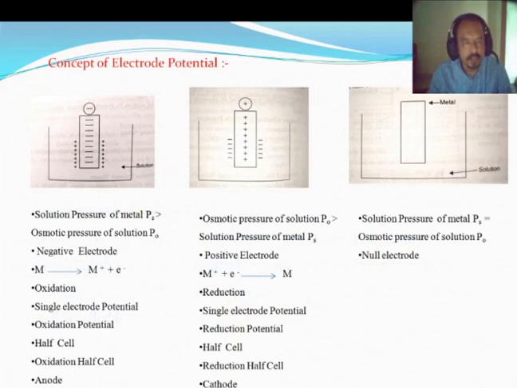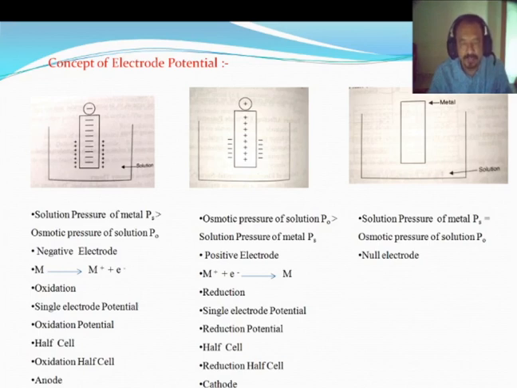Now the next point is the concept of electrode potential. According to Nernst, it is found that metals as well as hydrogen have a tendency, when placed in a solution of its ion, that the atoms on the surface of the electrode or the metal pass into the solution, leaving behind the electrons. Now this tendency of a metal is known as the solution pressure of the metal.